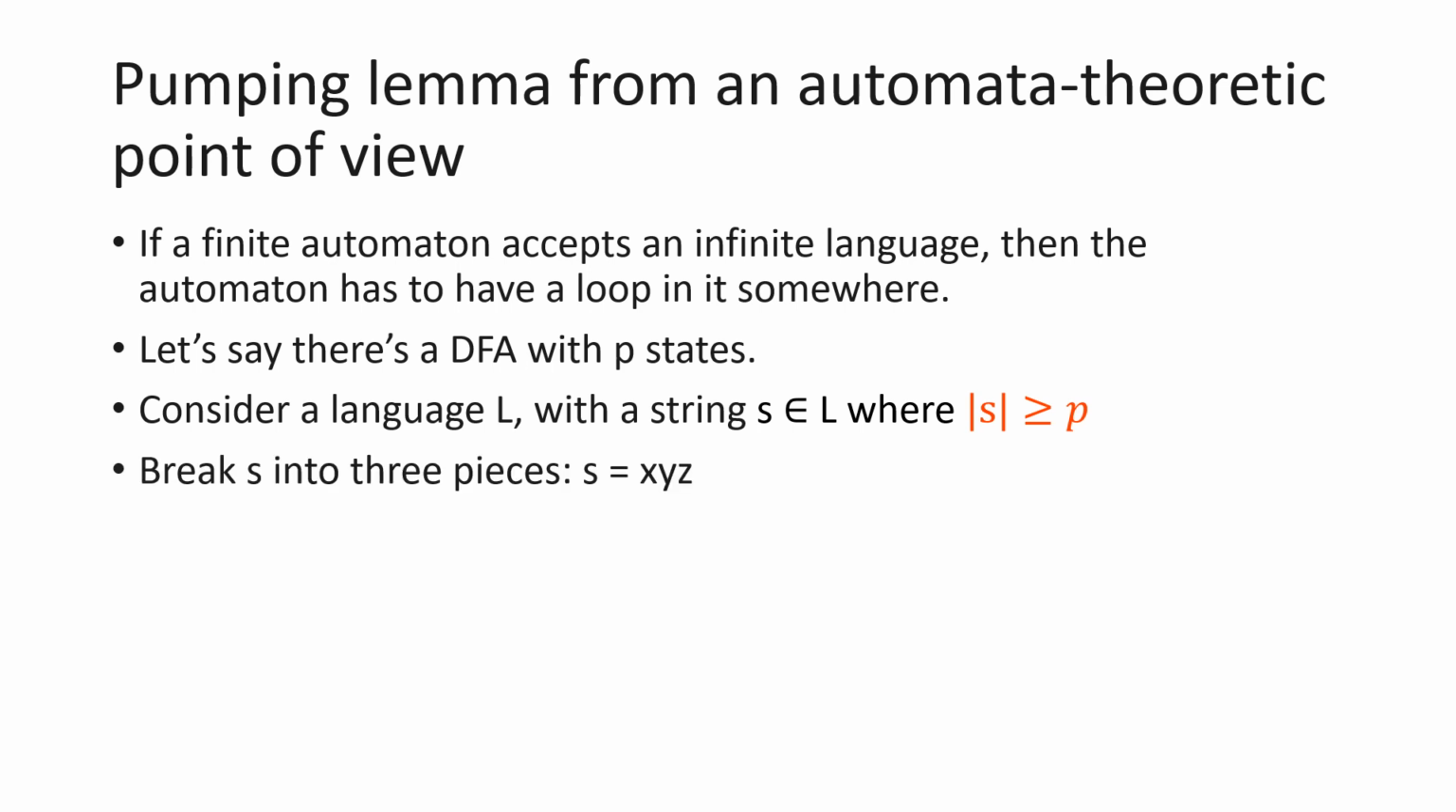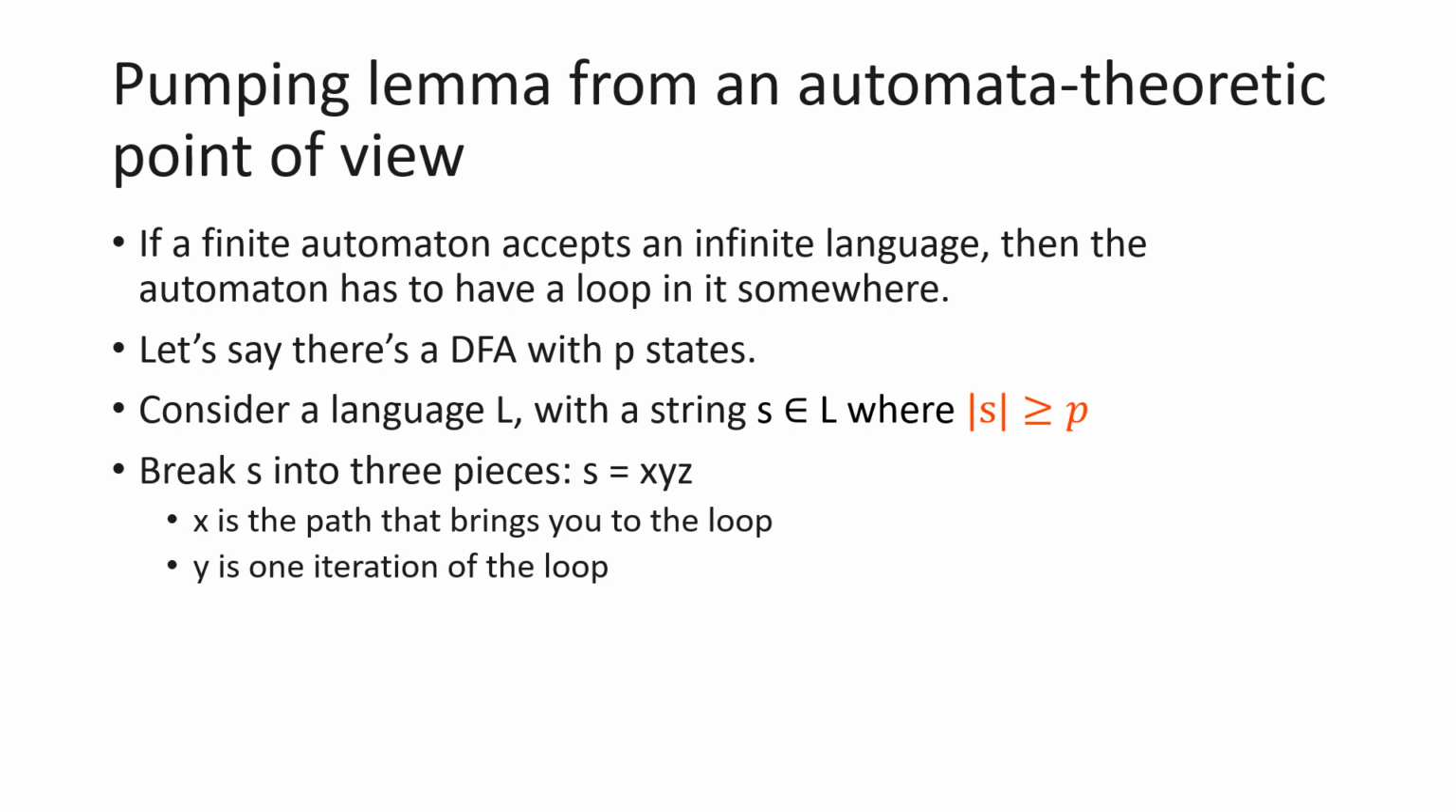This is what the pumping lemma has as its setup. Now, you can break s into substrings, which I'm calling x, y, and z, and we can say that the properties of x, y, and z are as follows. x is the path that brings you to the loop. y is one iteration of the loop. And z is the path out of the loop that gets you to a final state.